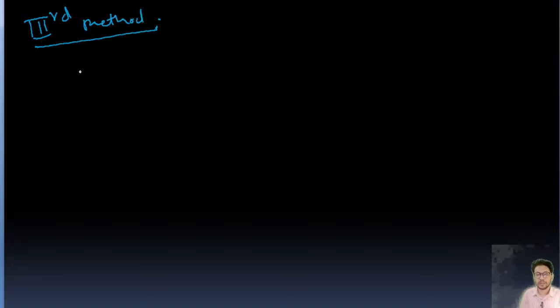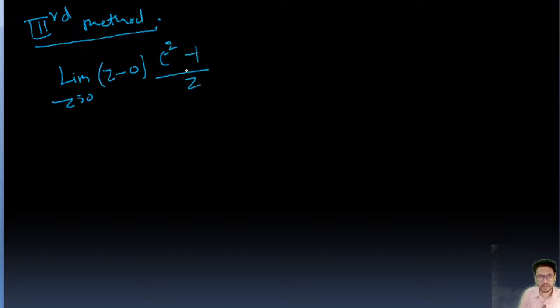Third method. So I'm explaining how to check removable singularity. The third method is simple and important: limit z tends to 0 of (z minus 0) into f(z), which is e to the power z minus 1 upon z. Now z will get cancelled, so limit z tends to 0 of e to the power z minus 1, right? Now we'll put z equal to 0, so this is going to give value 0.